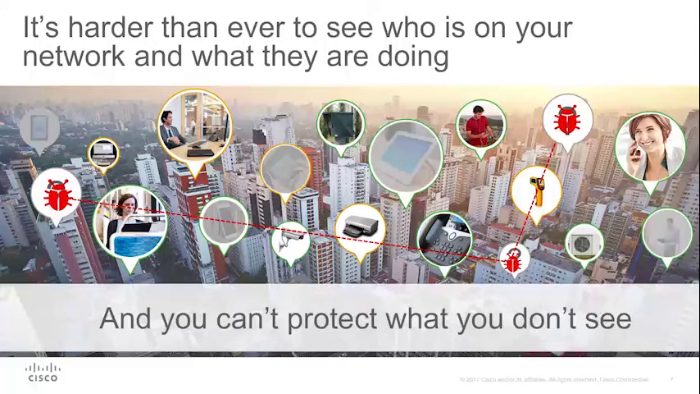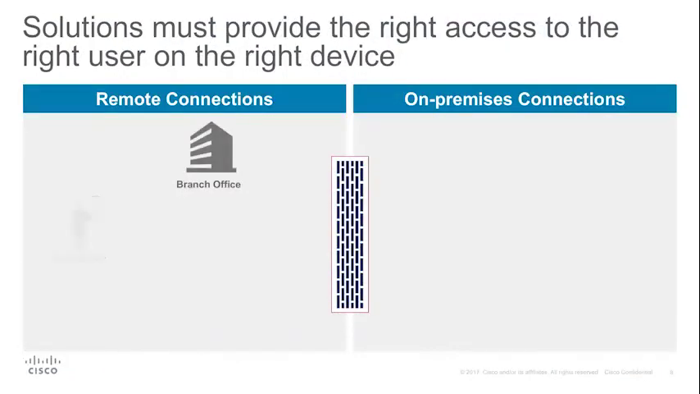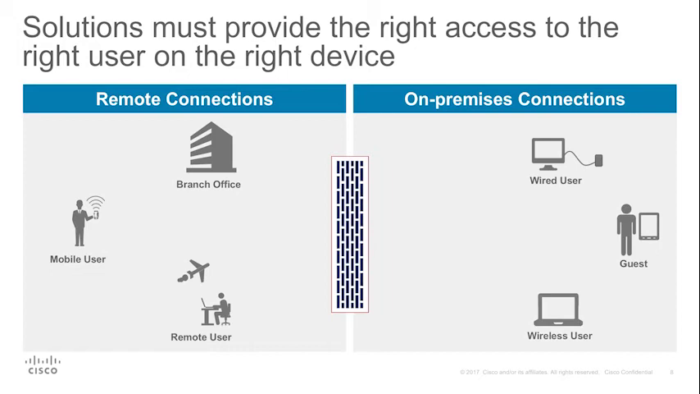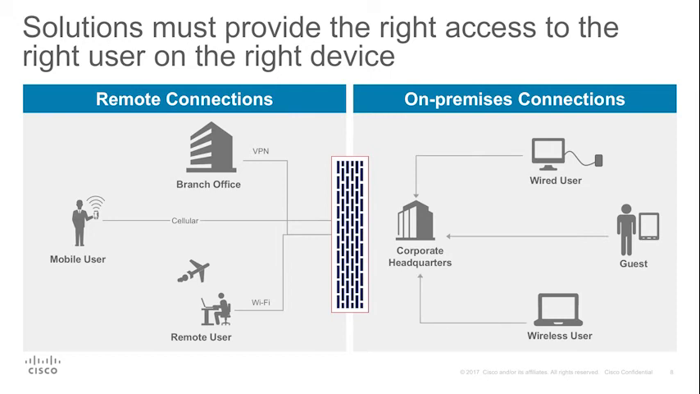Security solutions must therefore provide protected access in more places than ever before. A policy-based access and threat protection solution must cover remote connections from branch offices and satellite campuses, mobile users on cellular devices, and remote users working in coffee shops or airports. On-premises users include wireless users on laptops and tablets, users wired directly into the network, and guests needing either internet or network access. These users all need secure and controlled connections, regardless of location and connection method.